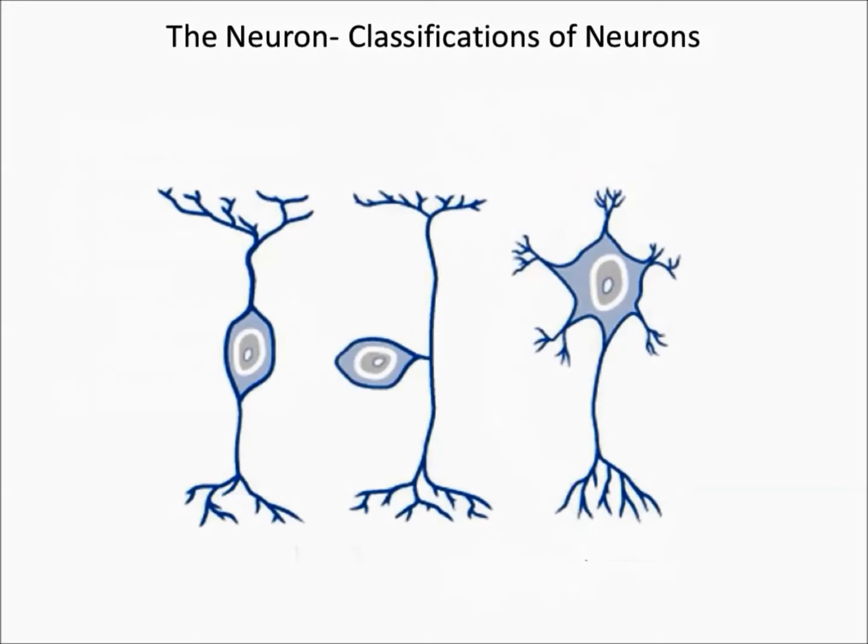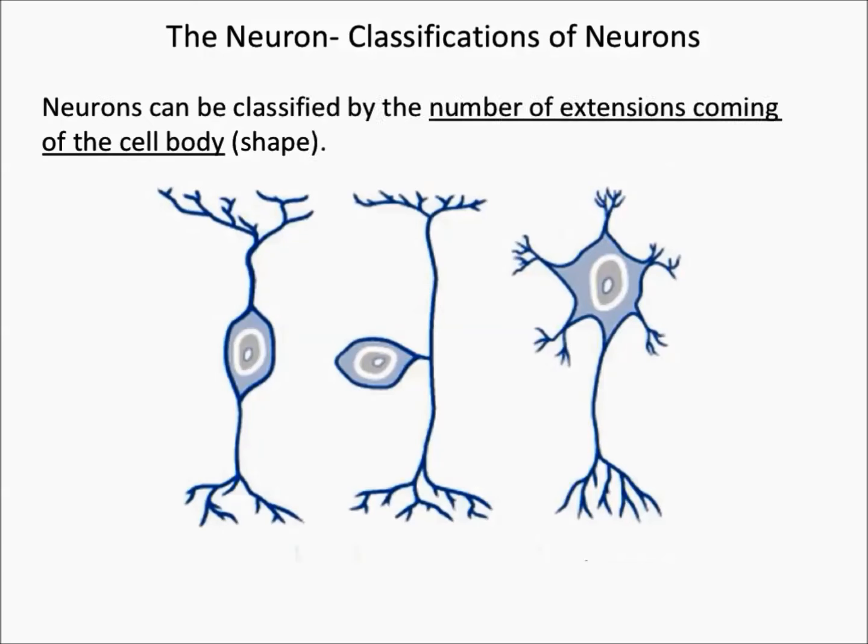Next, we discuss how neurons can be classified. One way that neurons can be classified is by the number of extensions coming off of the cell body. In this particular example, of the 3 neurons that you're looking at, in the first picture you have 2 extensions coming off of the cell body. This is what we call a bipolar neuron. In the second image, you see 1 extension coming off of the cell body. This is called a unipolar neuron. And in the final image, you can see that there are many extensions coming off of the cell body, and we would classify this as a multipolar neuron.